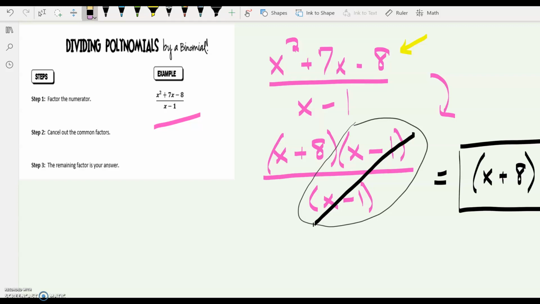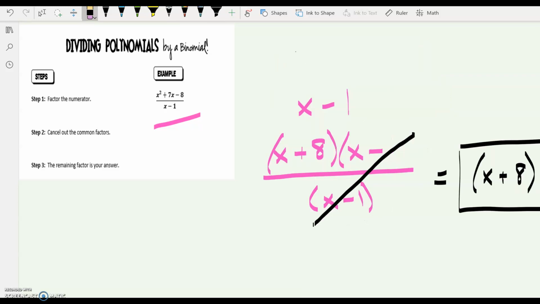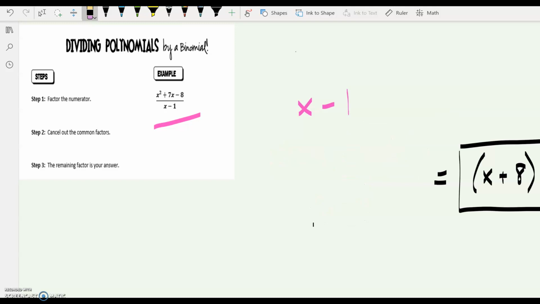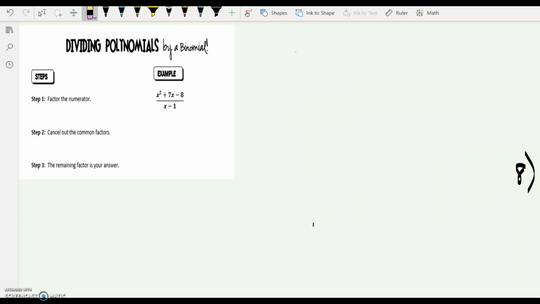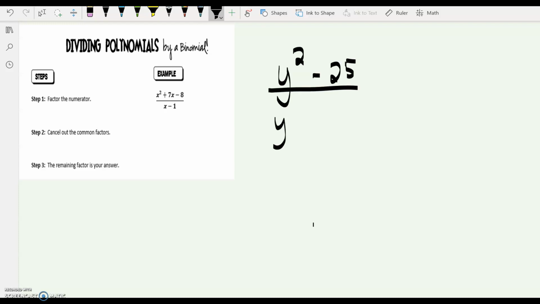Okay. And if that didn't quite make sense, I'm going to go through quite a few examples here. That one was a very simple example with a very simple polynomial, a trinomial I should say, to factor in the numerator. So if we take a look at one like number 3 on my screen over here, let's just say we were given the example y squared minus 25 over y plus 5.